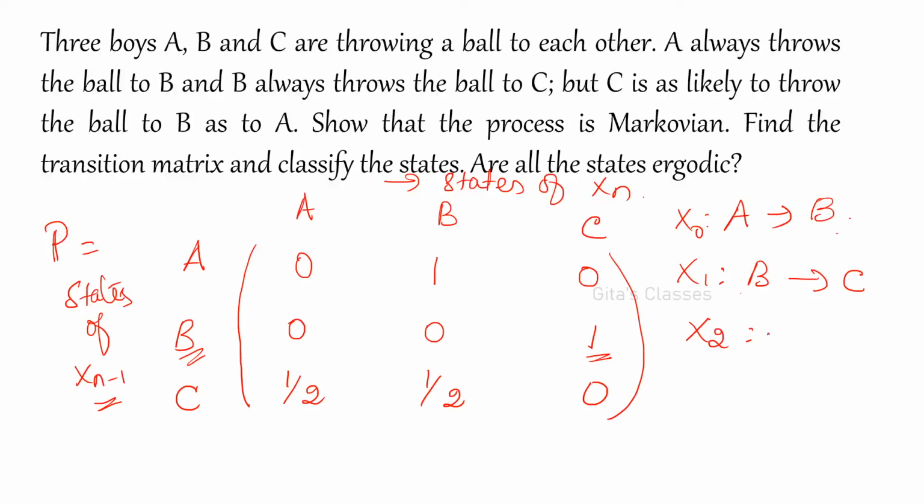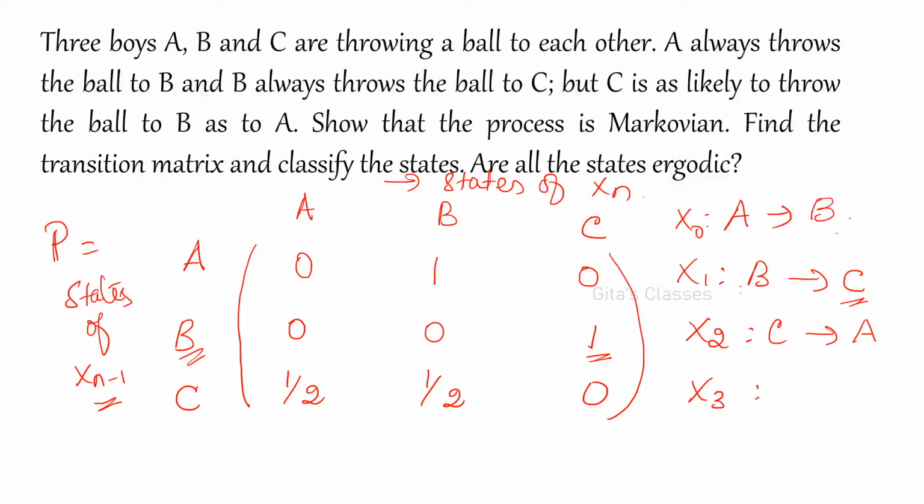Now if you consider x2, now the ball is with whom? With C, right? So C can throw either to A or B. Assume that C is throwing to A. Now this is the state. This depends only on the previous state because B has thrown to C. It is not depending on the previous one. Okay. It depends only on the previous state.